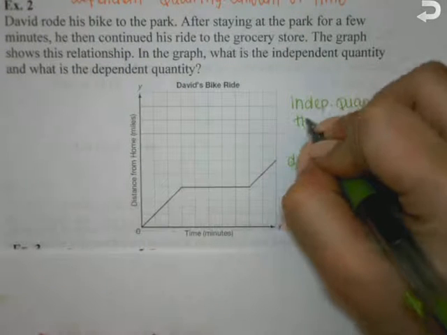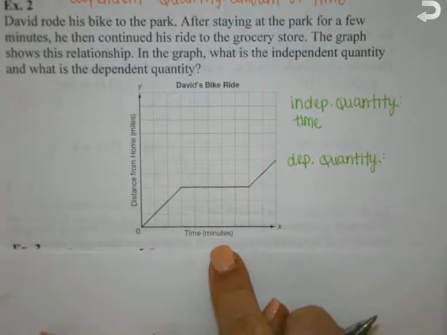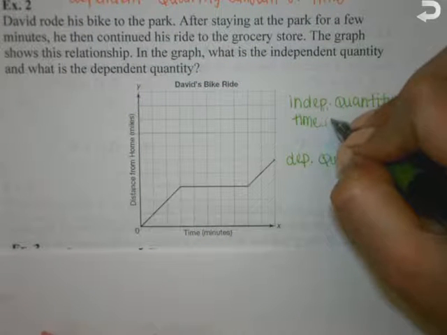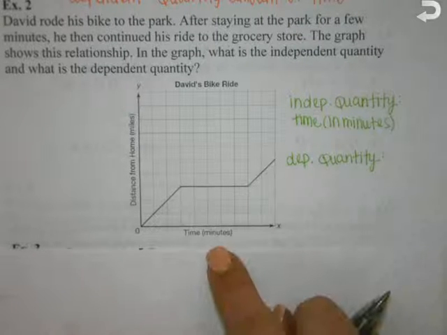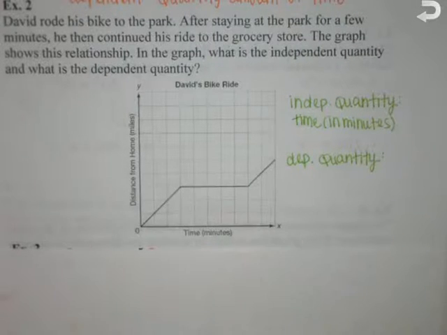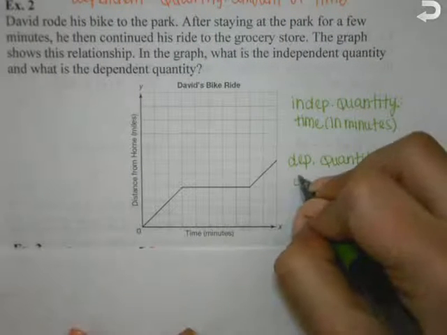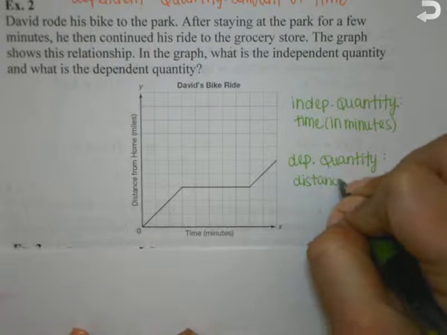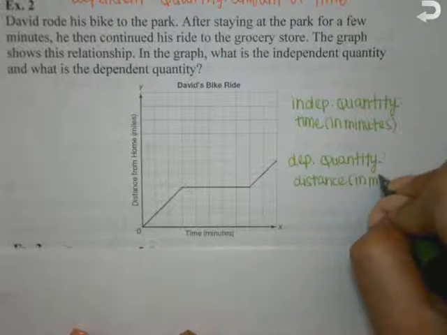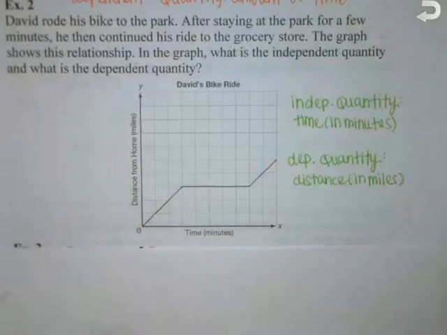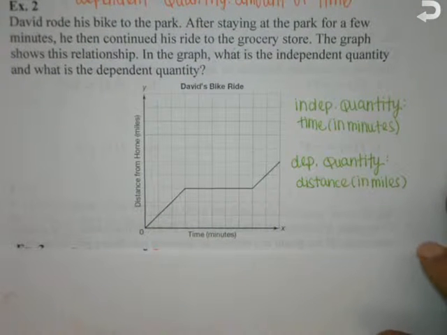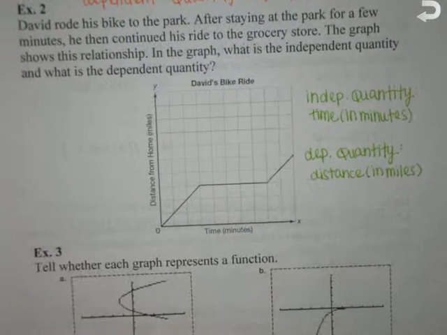This time they give us a measurement, so make sure that you write time in minutes. When they give you the measurement, make sure you include it. So he's controlling how much time he's away from the house. Then what's the dependent quantity? His distance. Distance in miles. Remember, on the graph your independent quantity is always your x-axis. Your dependent quantity is always your y-axis.